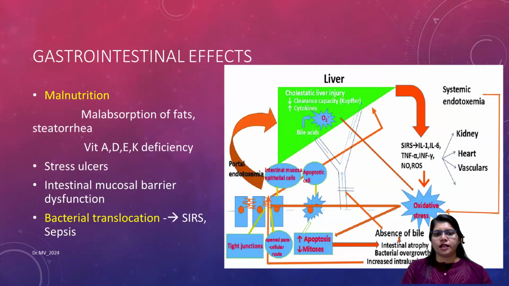Now coming to the gastrointestinal effects. When there is prolonged obstructive jaundice, the patient will end up having malnutrition. Because of the malabsorption of fats and steatorrhea, the patient can have vitamin A, D, E, K deficiency, which are the fat-soluble vitamins. The patient can end up having stress ulcers and peptic ulcers. When intestinal mucosal barrier dysfunction happens, bacterial translocation will happen, and gram-negative bacteria lead to biliary sepsis. So that also has to be taken care of by giving empirical antibiotics.